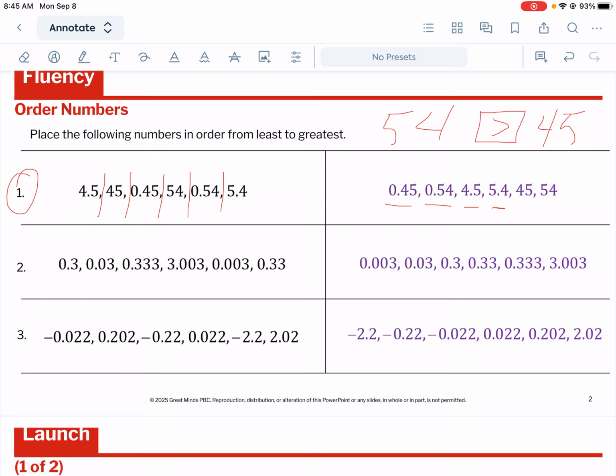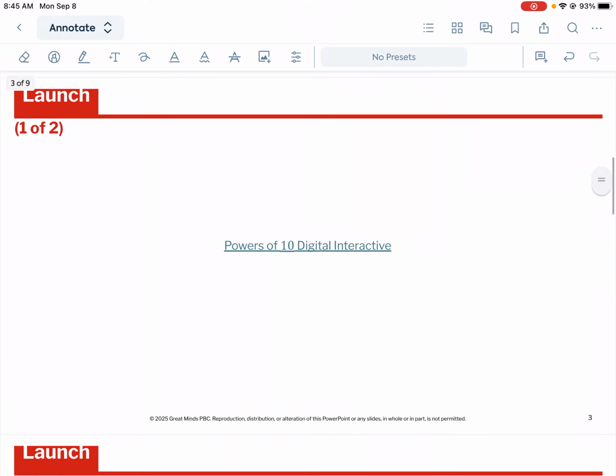All right, moving along. Moving right on along.